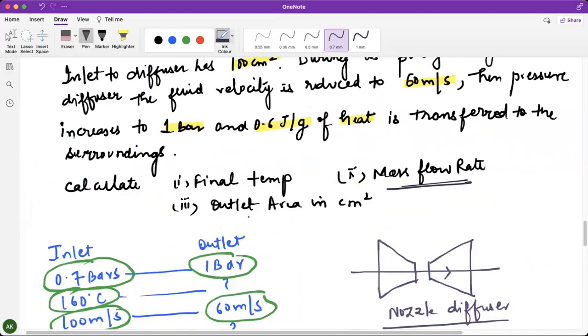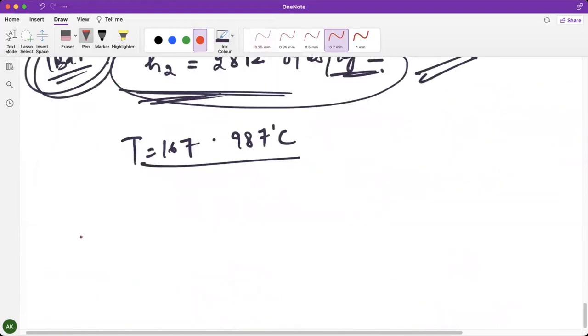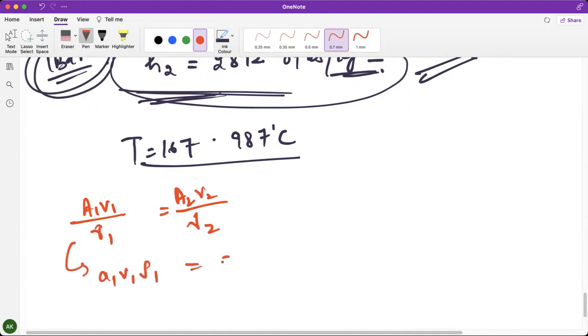Next, we have to find out mass flow rate and outlet area. For mass flow rate, we know mass flow rate is A1 V1 upon mu1, which also equals A2 V2 upon mu2. This can also be written as A1 V1 rho 1 equals A2 V2 rho 2. This is 100 centimeters square. This is 100 meters per second. The density.